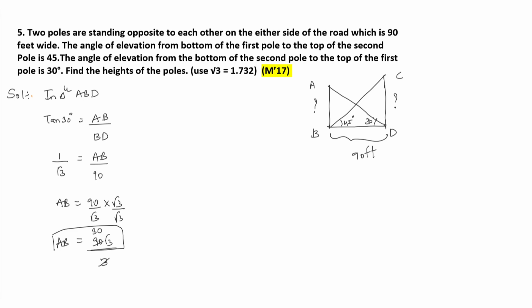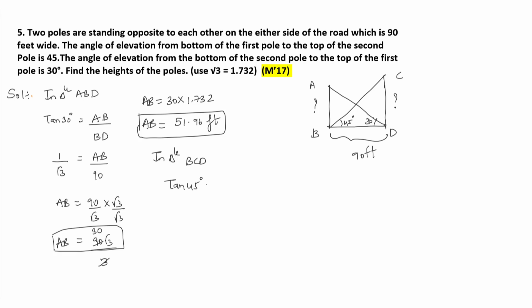So AB is given as 30 root 3, but we have to use root 3 as 1.732, right? So AB is equals to 30 into 1.732. On doing that, we get 51.96 feet. Therefore, height of the first pole is 51.96 feet. Now doing the second pole, that is in triangle BCD, tan 45 is opposite, that is CD, by adjacent, that is BD. Tan 45 is 1 and CD we don't know. Let it be CD, and BD is 90 feet. Hence CD is also 90 feet.